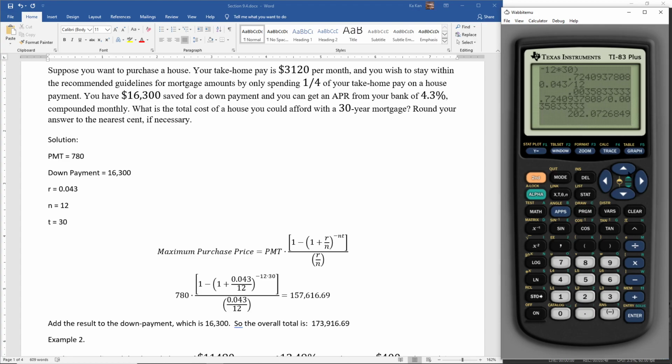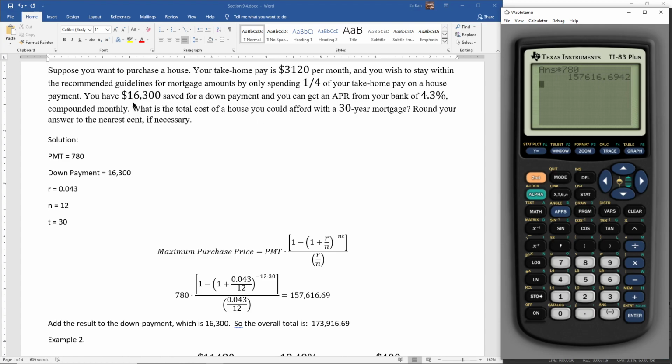358. Let's see. Let me try this again. Oh, actually, that was correct. My bad. Because the answer right there, I have to multiply by 780 on the left hand. So 780 equals. There you go. So that's how I got this number right here. Now this is how much the bank will loan. This is how much mortgage we get. Right? This is the maximum purchase price we get.